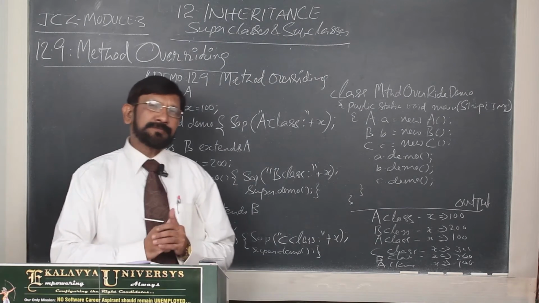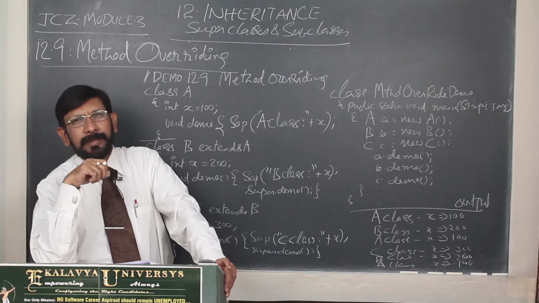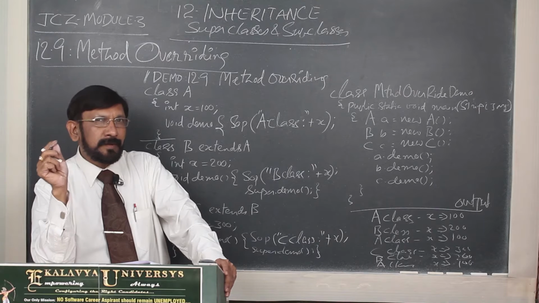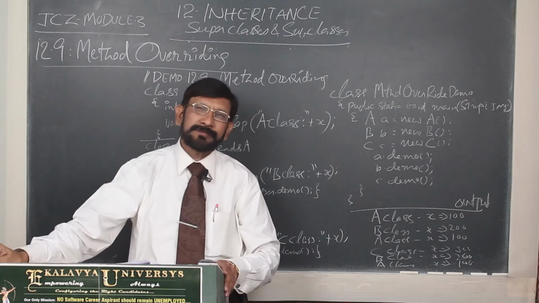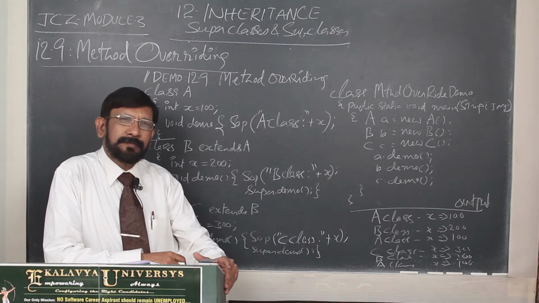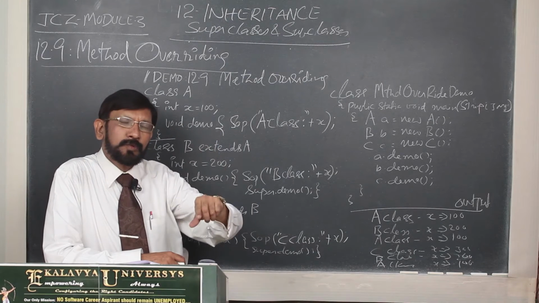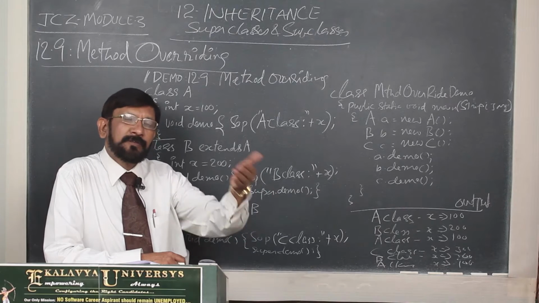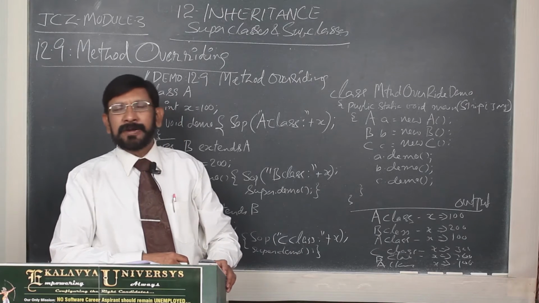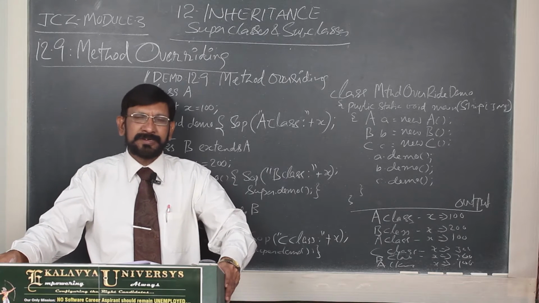Now let us take up concept number 9, 12.9 method overriding. Already we learnt the concept of method overloading in the previous chapters. Method overloading is required when a method is to implement different forms. When a method is to be implemented in different forms, we use method overloading. This is a polymorphism feature.